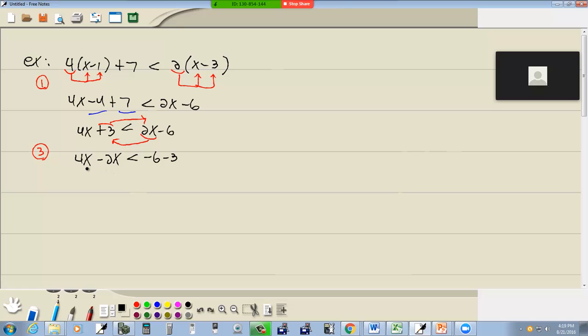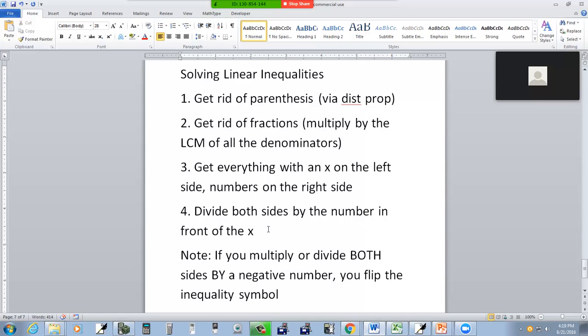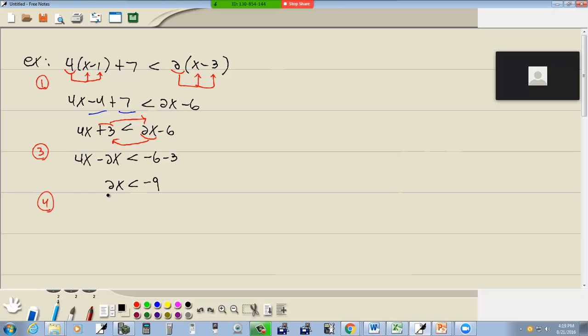Always combine like terms in a step. 4x minus 2x is 2x. Always combine numbers. Negative 6, negative 3 is negative 9. Step 4. Divide both sides by the number in front of the x. The number in front of our x is a 2, so we're going to divide both sides by 2. And we get x is less than negative 9/2. And that's our answer.